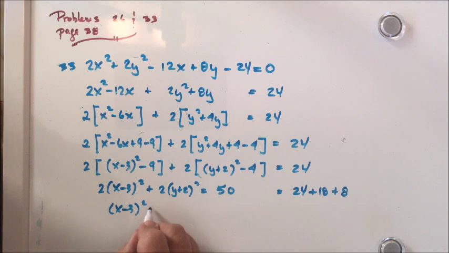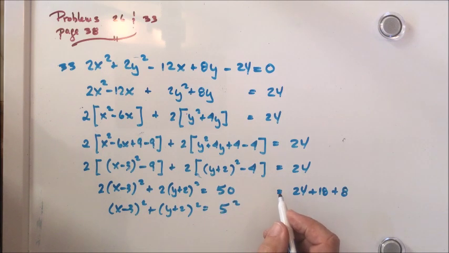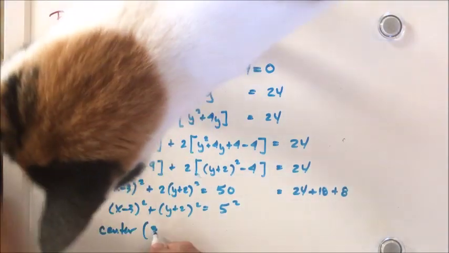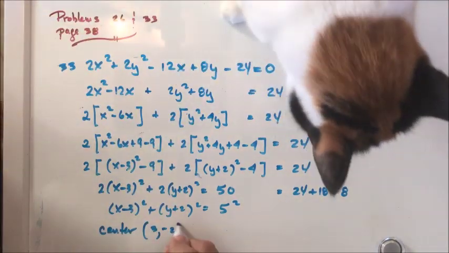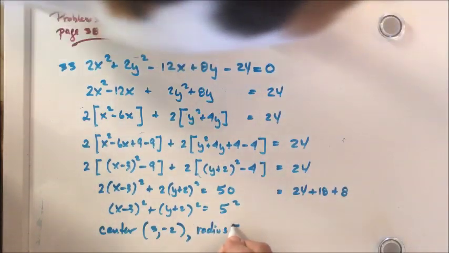x minus 3 squared plus y plus 2 squared is equal to 25, and 25 is 5 squared. And so now by inspection, I see this as x minus h squared plus y minus k squared, and I'm going to write down that the center is the ordered pair (3, minus 2), and that the radius is 5.